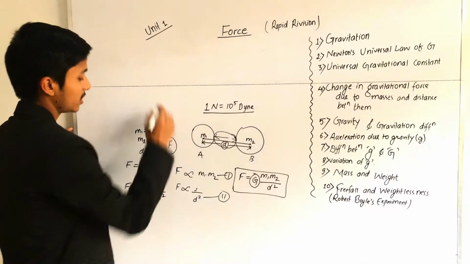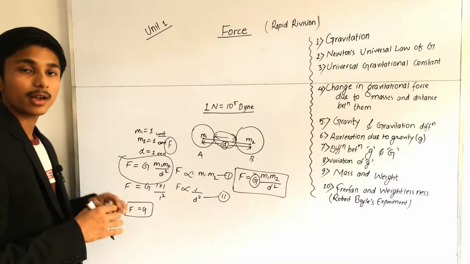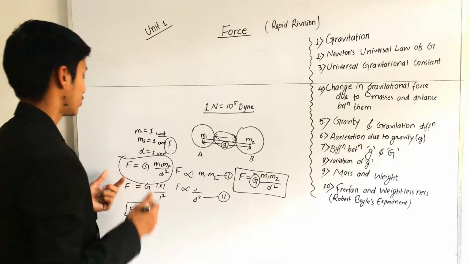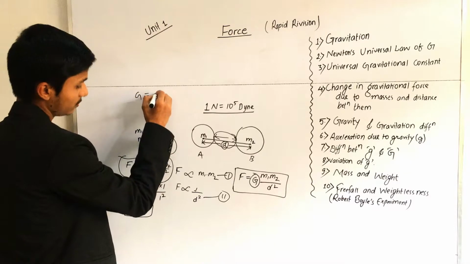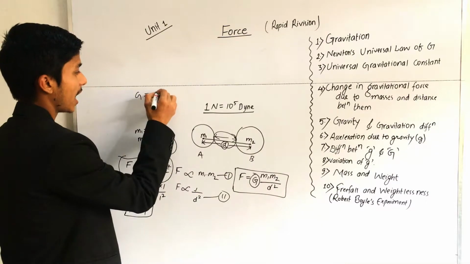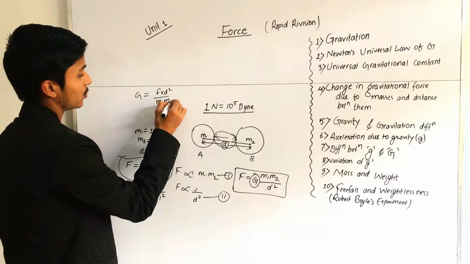We can derive its unit from this formula. In the previous lecture I had already discussed this. So we can write here G is equal to, by cross product, F into d square by m1 m2.